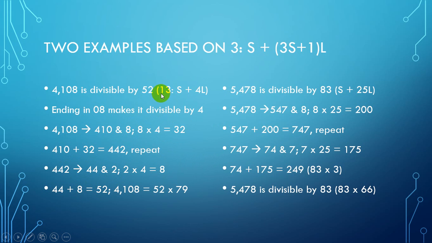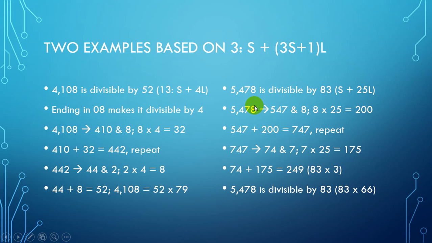And of course it's divisible by 52, it's 4 times 13. 52 times 79 is what gives you this number, 4,108. So now let's do 83, a little bit bigger number. 5,478 is divisible by 83. Let's prove that. And remember, if you plug in the stem of 8 to this formula, 8 times 3 is 24, plus 1 is 25. That's where this s plus 25L comes from.